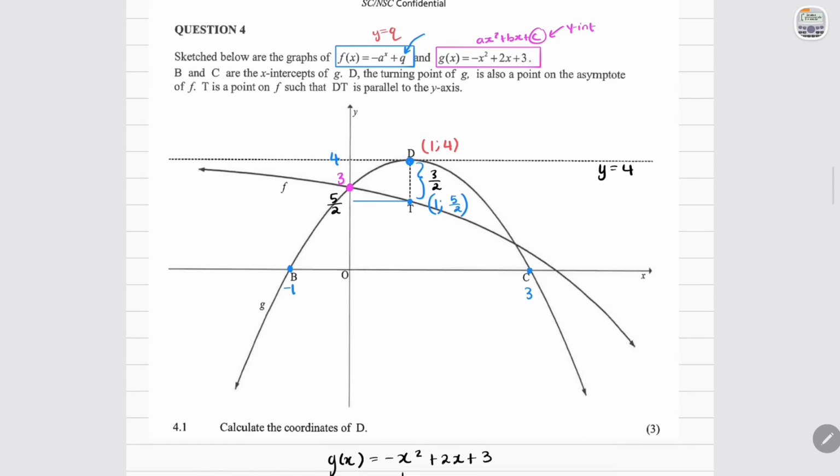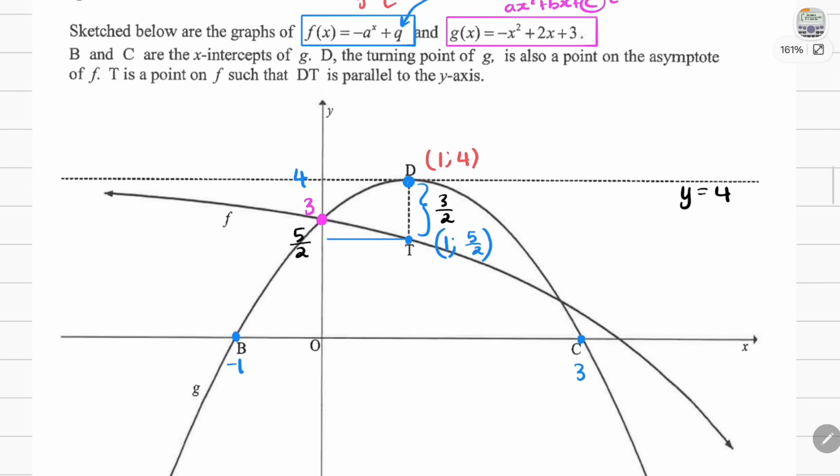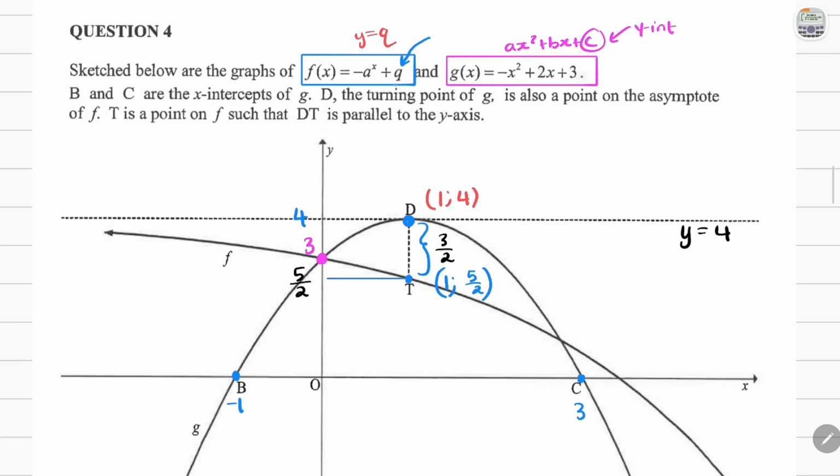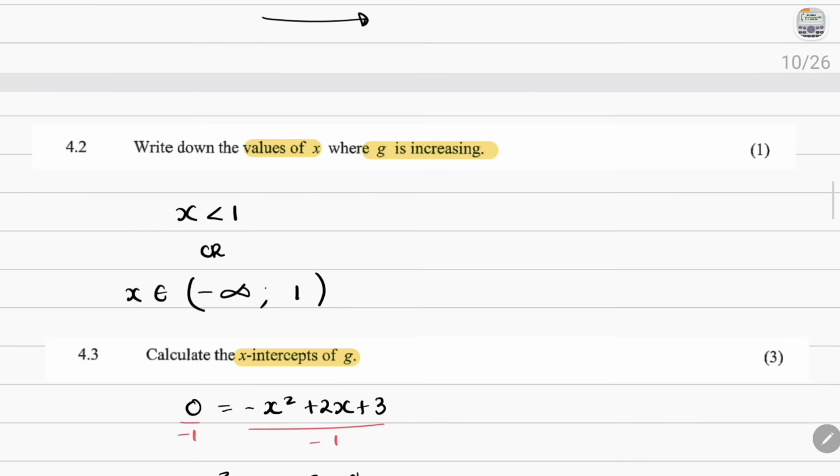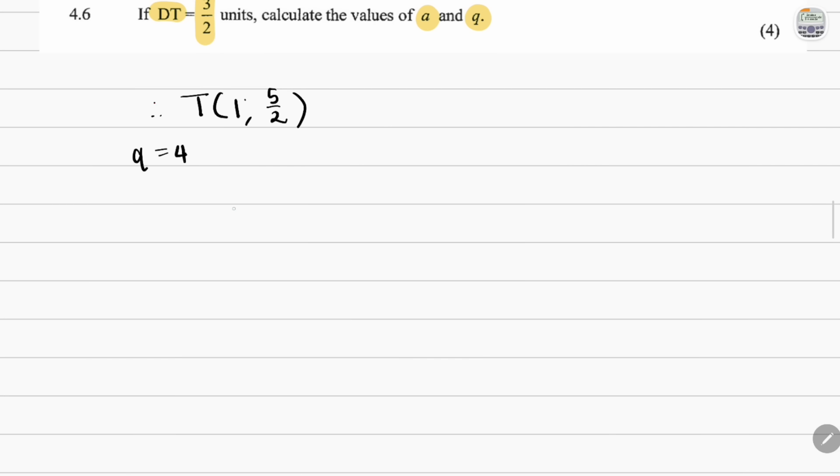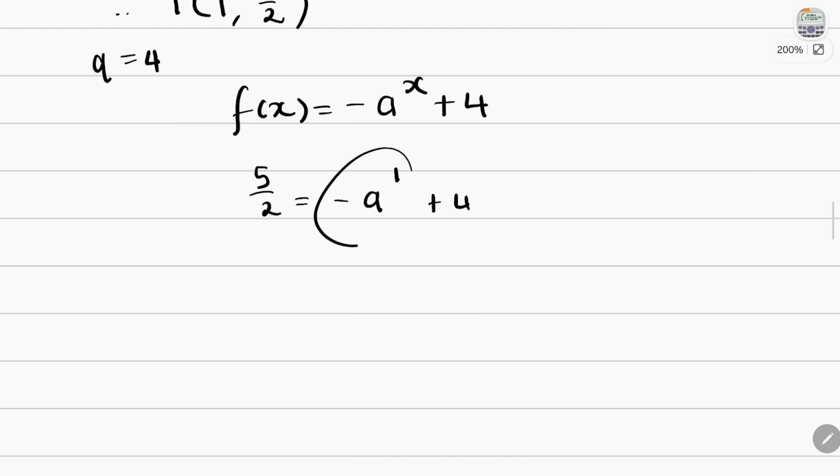Okay, so what is the value of a? You would find a by simply just taking this equation, updating it, and you're going to use this point, the x and the y value, to find it. Okay, so let me write that equation. That was f of x is equal to negative a to the power of x and then plus q, but now it's plus 4. And then you're going to use this point. So this is x and that's a y value. So we'll just say 5 over 2 is equal to negative, and then we have a to the power of 1 plus 4.